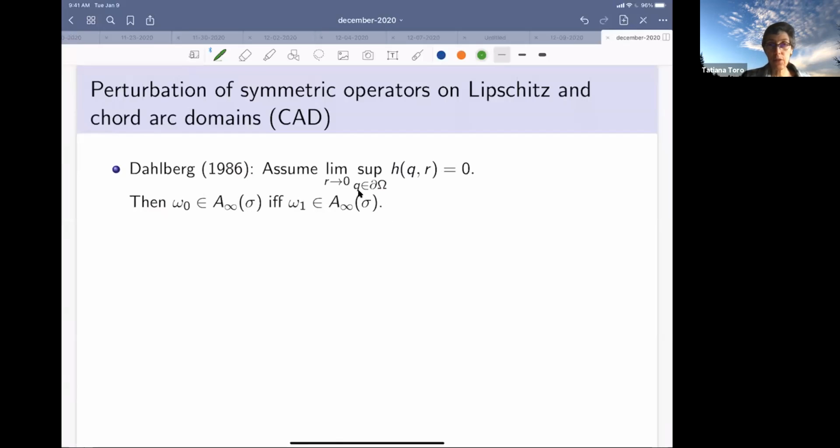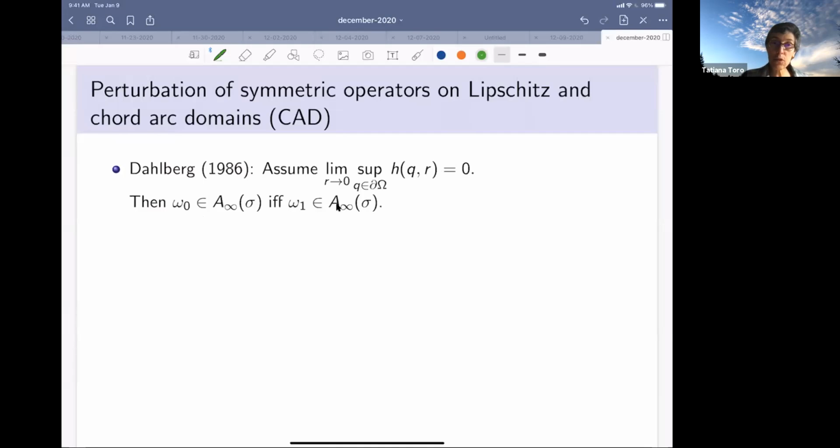I mean, it has an incredible idea. To be an A infinity weight, as I said, means that for some q, you know that he knew that the right q was 2, and he basically introduces an ODE to show that if you know the constant for omega 0, then you know the constant for omega 1. It's a beautiful ODE to control the constant of that reverse Hölder inequality.